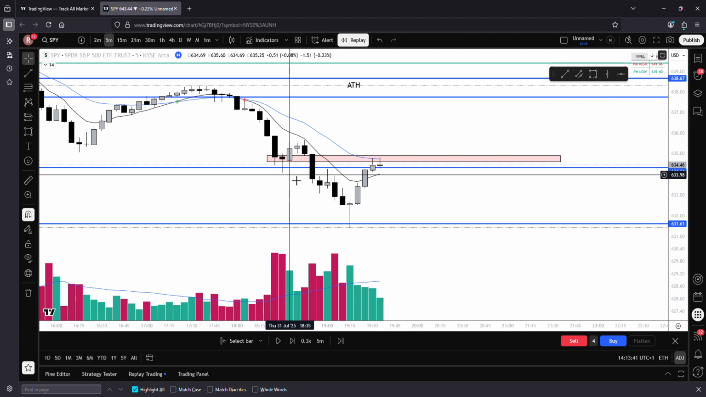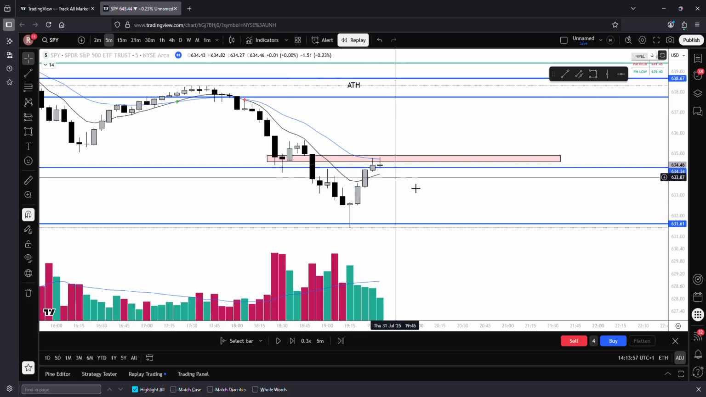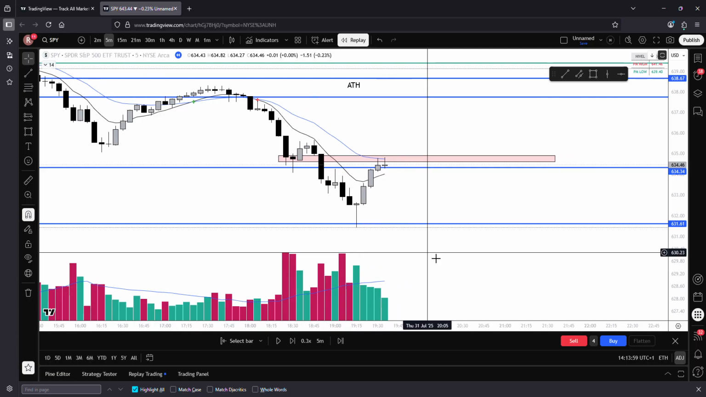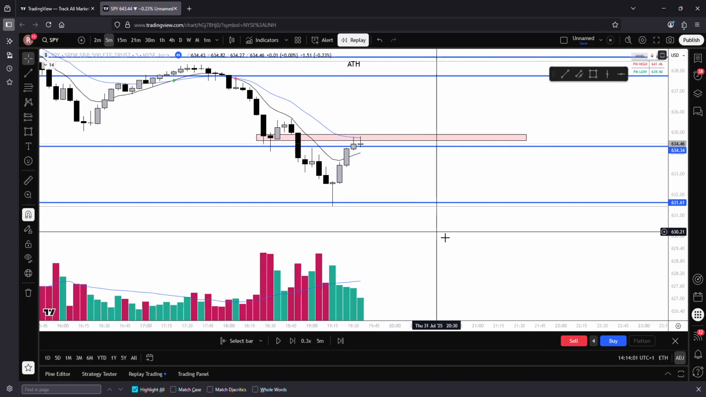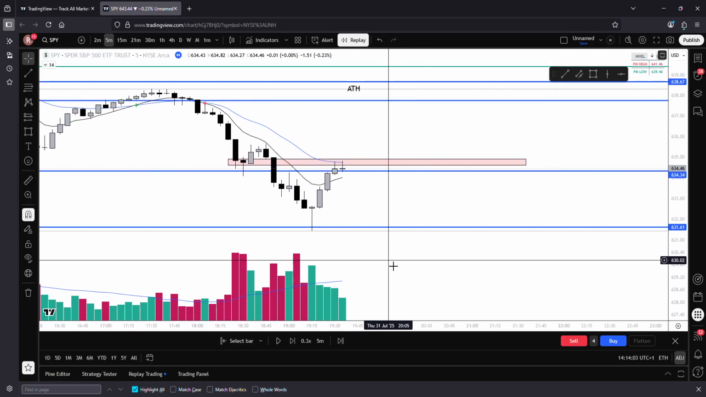There are various indicators that will point out fair value gaps. They are a great place to target also, but again, that's another video. Coach has got videos on fair value gaps and trading them, so I would check that out.